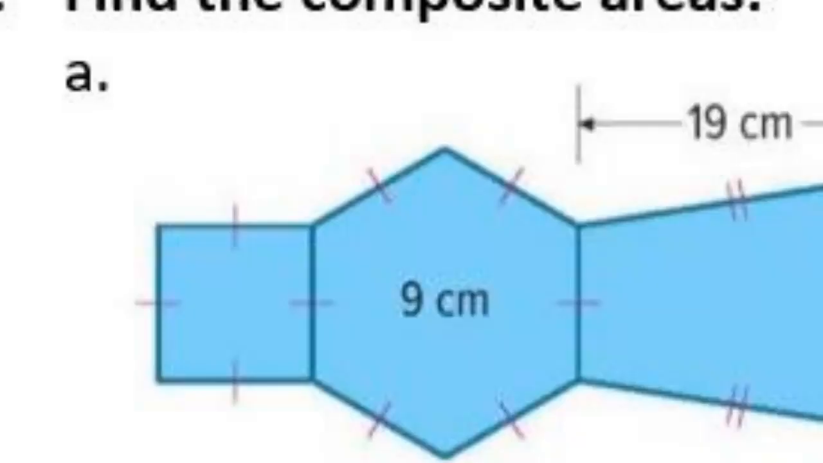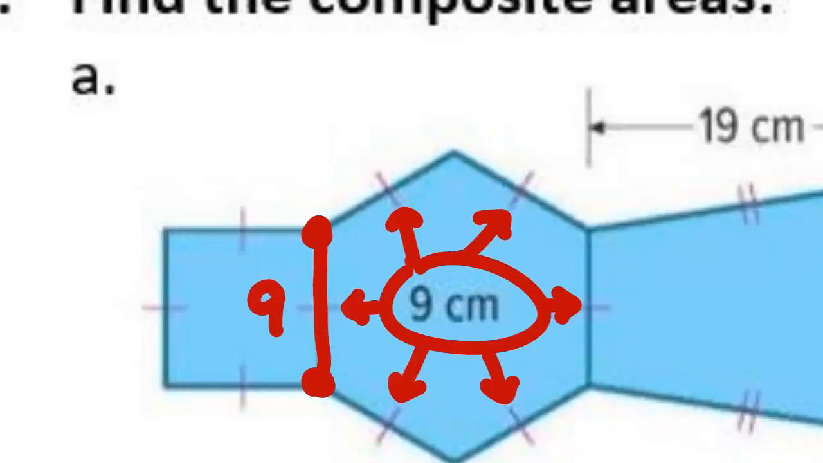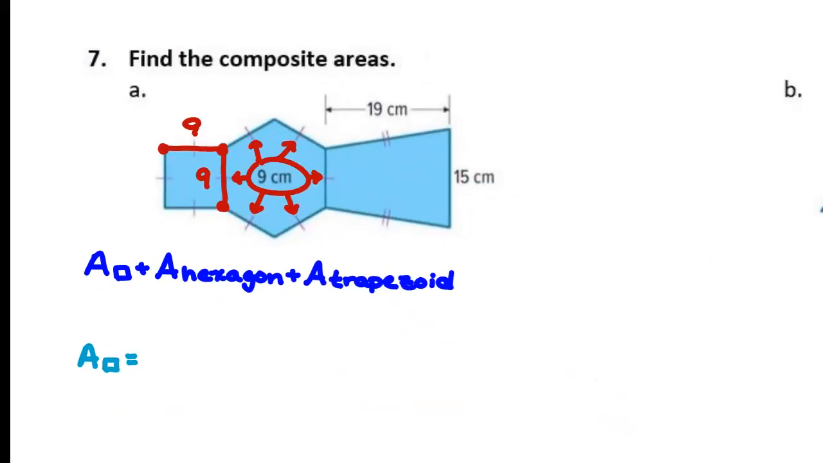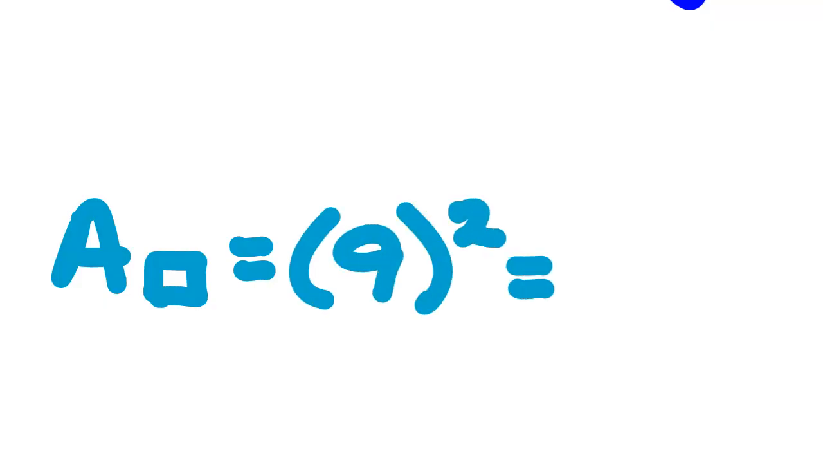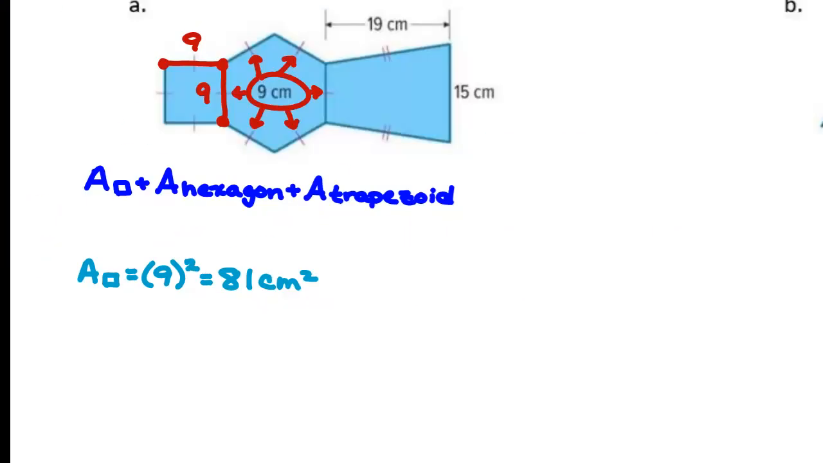So on this hexagon, this 9 centimeters right here that's in the center, that's telling me that each of these sides is 9 centimeters. So from here to here is 9 centimeters, which means since this is a square across the top, that would also be 9 centimeters. So for the area of my square, we have 9 squared, which should be 81 square centimeters.